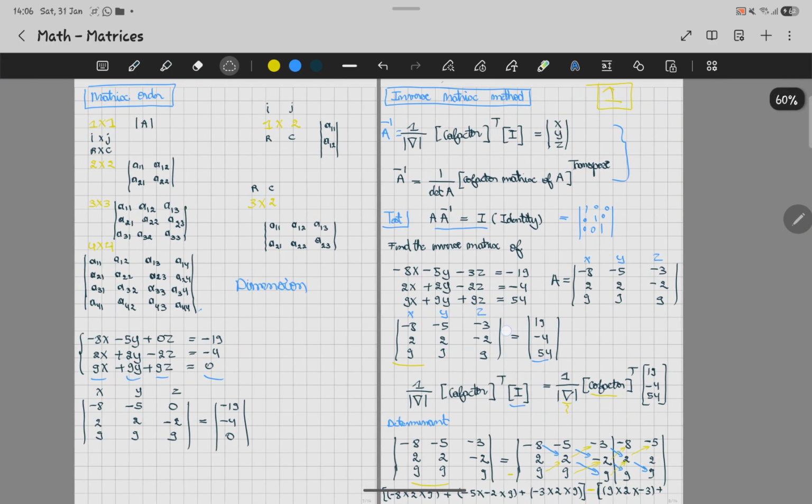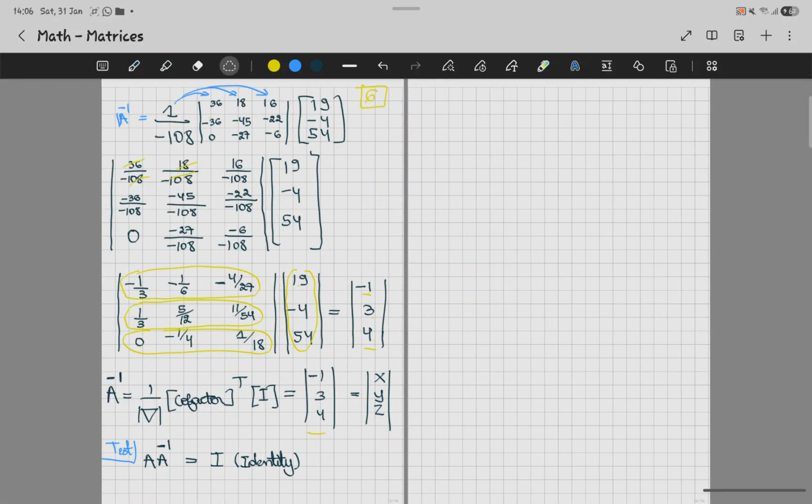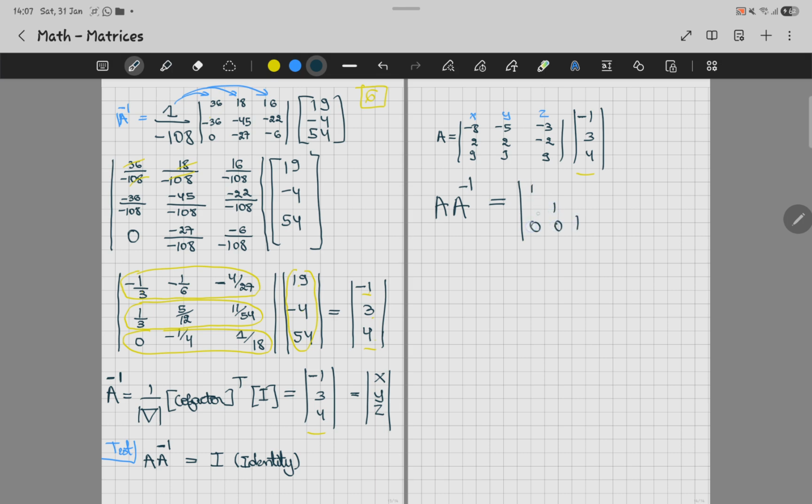So you're just going to take A, so it's going to be A times the answer you got. And what is the answer? This is the answer. Okay, and then if you work it out, it should give you the identity, so you will get something like this. This is what you're going to get, and this is what we call the identity matrix.